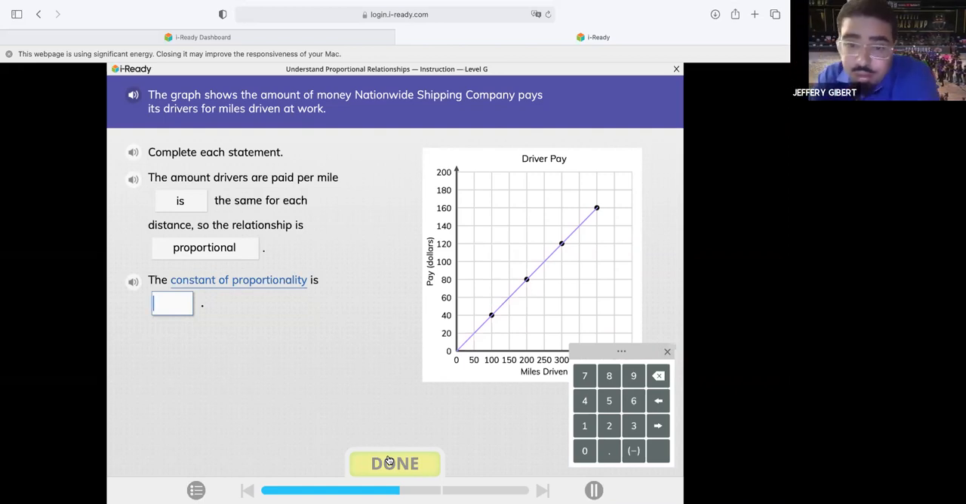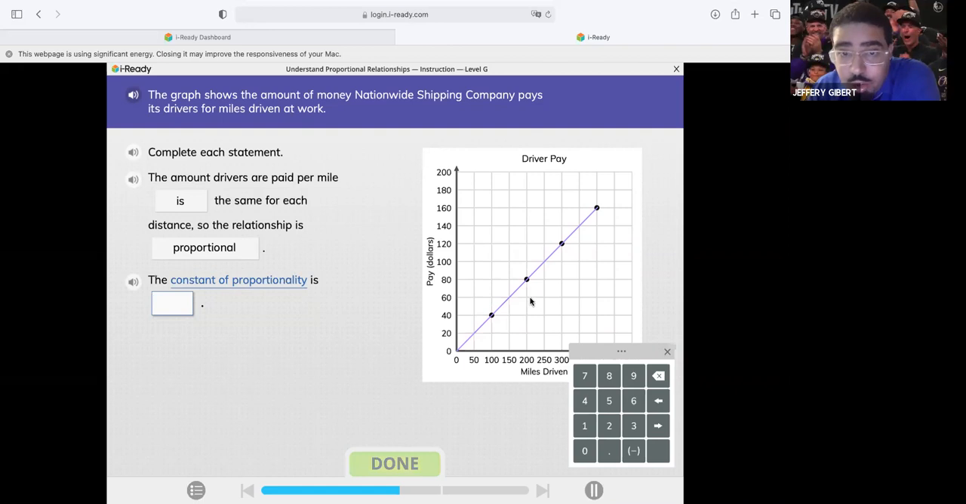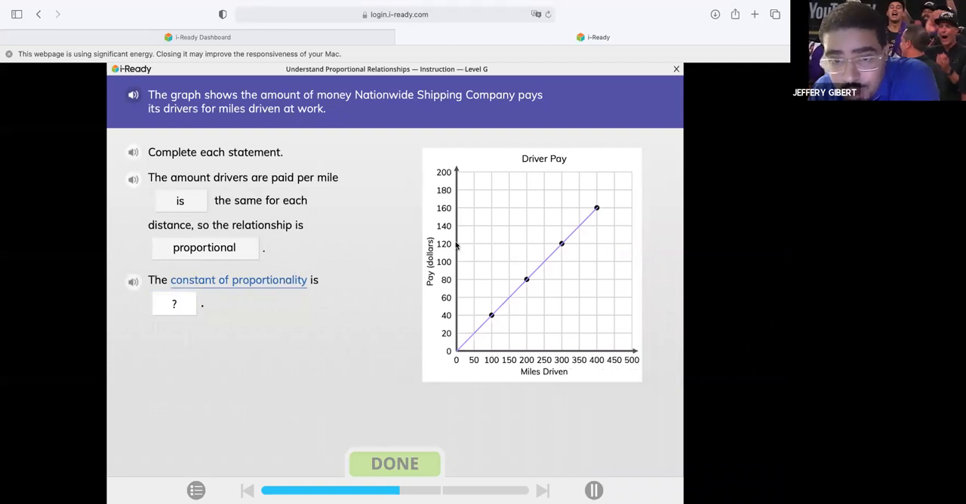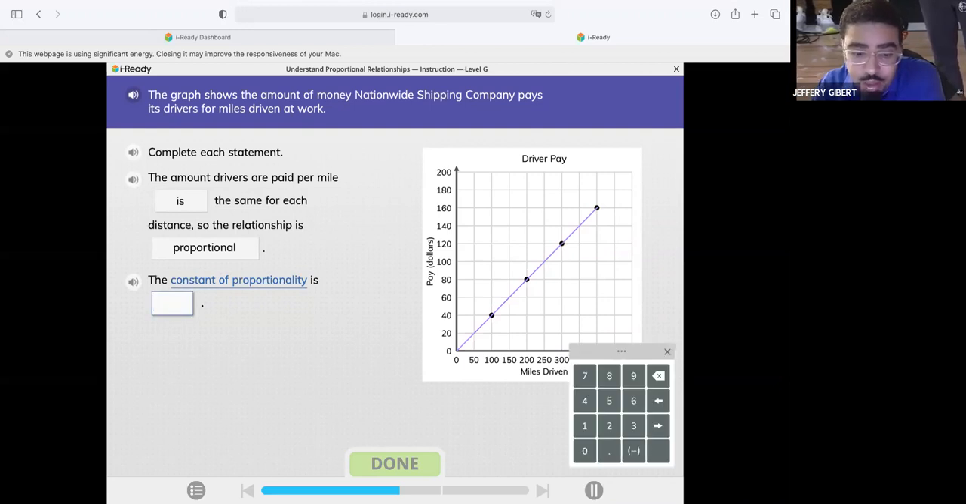0.4. Yes, 0.4. So for those that don't know where that came from, if you pick any of these points, like this one, it'd be 40 divided by 100. You get 0.4. If you pick this one right here, 80 divided by 200, you get 0.4. Let's say you pick this point, 120 divided by 300, you get 0.4. You pick this point, 160 divided by 400, you get 0.4. So no matter which one you pick, you're going to get 0.4.